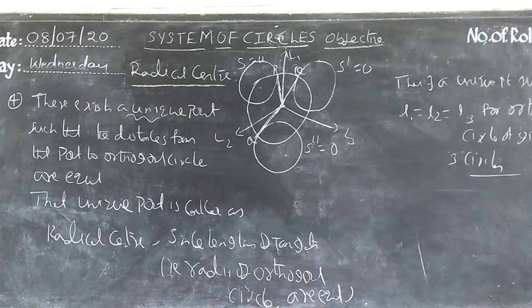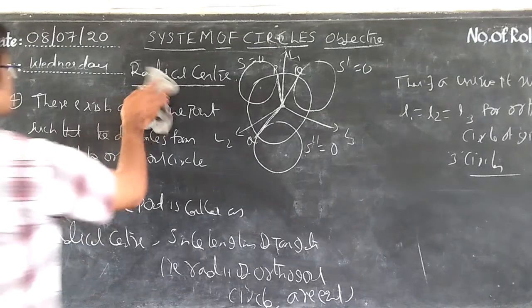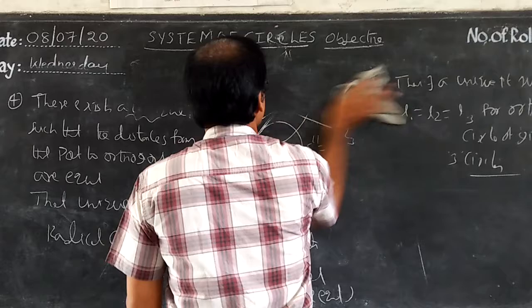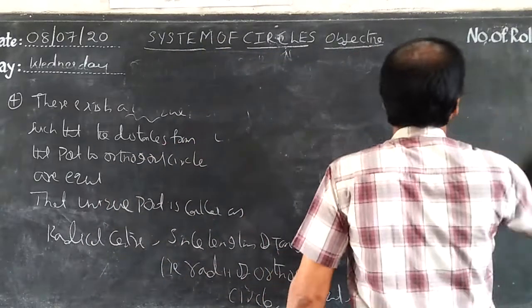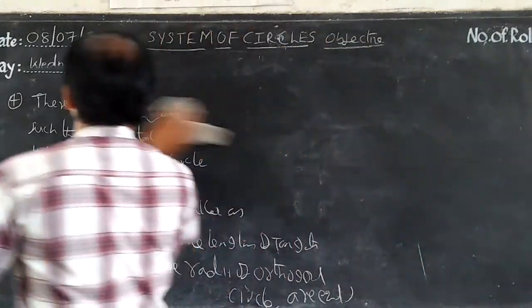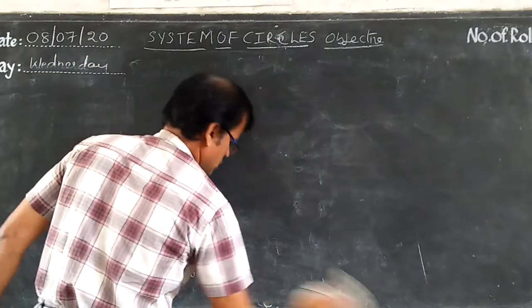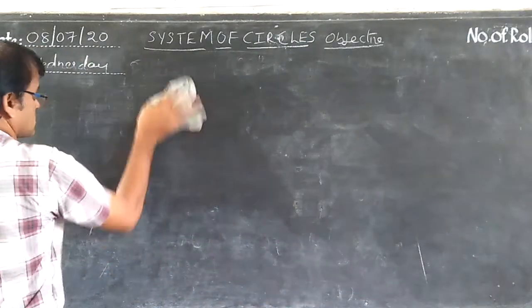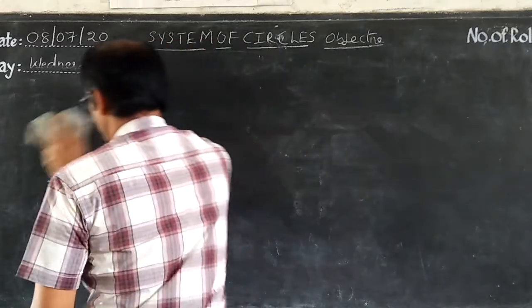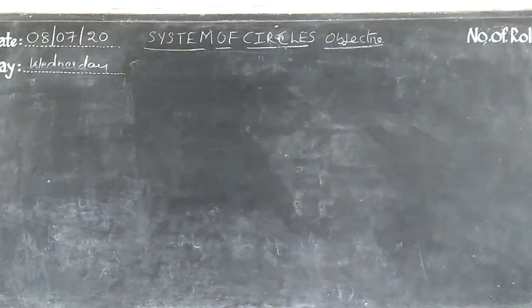Let us discuss the concept of the radical center with different triangles, depending upon whether the three circles are orthogonal or not. Depending upon the formula regarding three circles, we can discuss the position of the radical center.